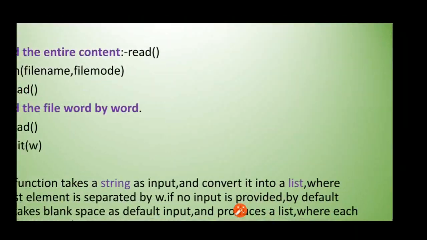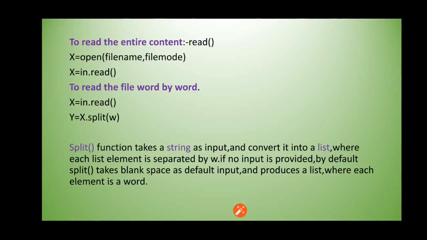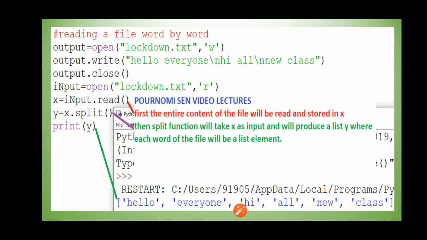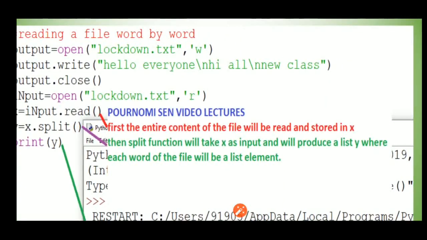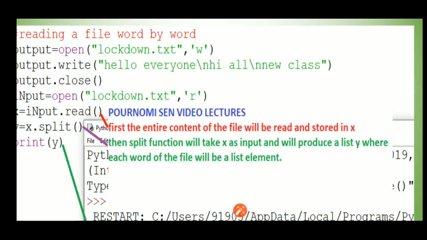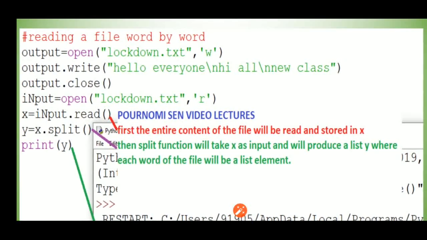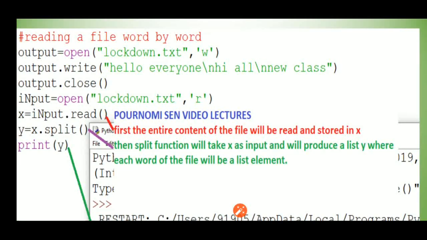So let's explain it a bit with the help of a program. Reading a file word by word. The first three lines we have discussed already. We are creating a file lockdown.txt. We are writing in the file hello everyone, hi all, new class, and we are closing. So the writing part is over. This has already been discussed in the previous class. Now what we are doing: input equals to open lockdown.txt r. So we are again opening the file for reading the content of it. Then x equals to input.read.